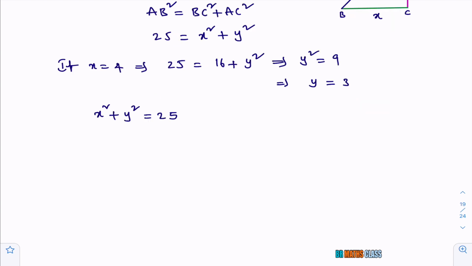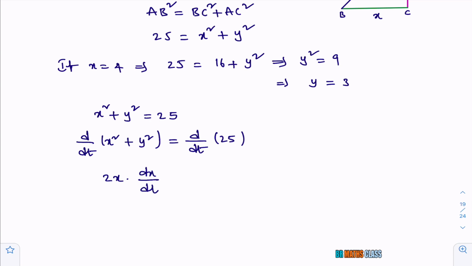I take the given equation x square plus y square equal to 25. Now I'll differentiate this with respect to t to calculate dy by dt. d by dt of x square plus y square equal to d by dt of 25. Now I need to differentiate derivative of x square with respect to t plus derivative of y square with respect to t. Here this function is in terms of x, we are differentiating with respect to t. So we will write dx by dt. All these things we already learned in chain rule differentiation.